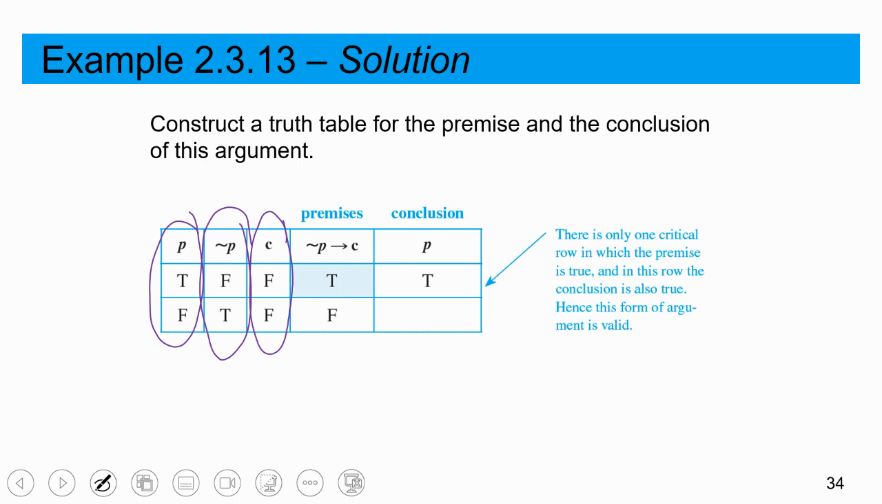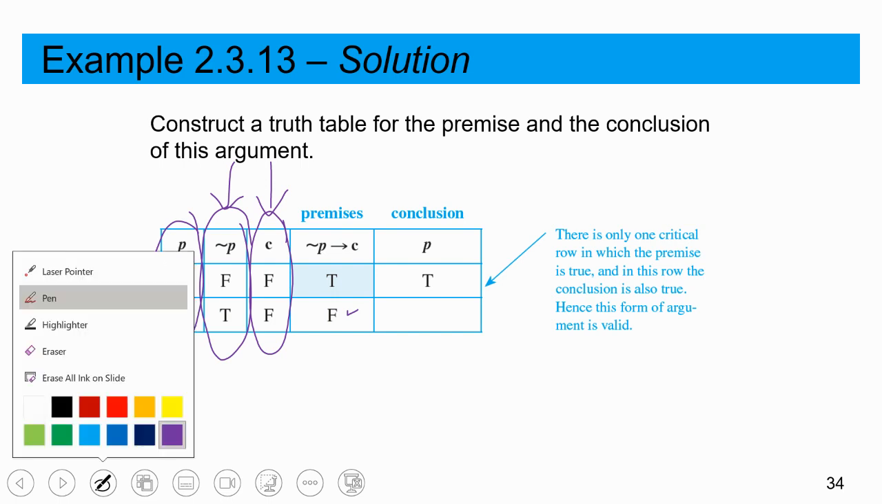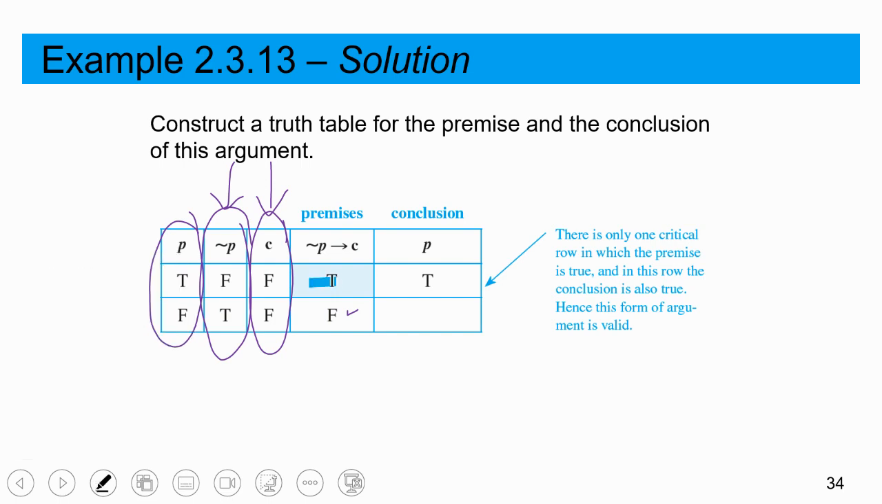So not P implies C. We would be looking here and here. We would be looking for, is there a place where not P is true and the contradiction is false? And that's the only time this would be false. Now, if we want to check the conclusion, remember we want a critical row. The critical row is where the premises are true. So we're only interested in that first row where the premises are true. And since the conclusion is also true, P, then we see we have a valid argument form.